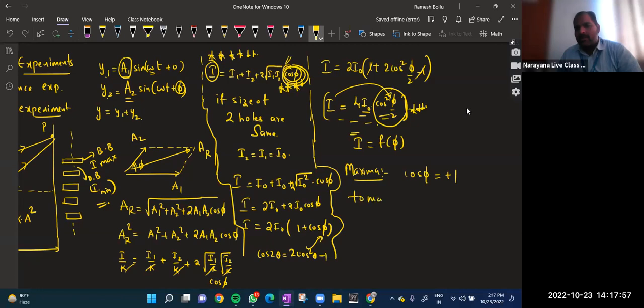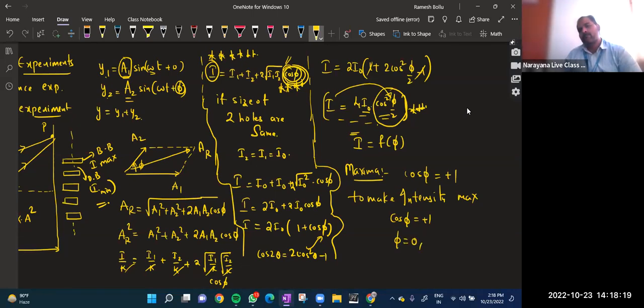To make the intensity maximum, what should the value of cosine phi compulsorily be? Plus 1. For what phase difference values is cosine equal to 1? Phi is equal to 0, next 2 pi, 4 pi, 6 pi, and so on. Keep on going, finally 2n pi will come. Where does the n value start from? 0, 1, 2, 3, and so on.